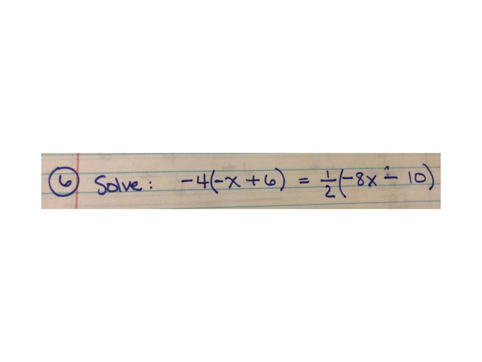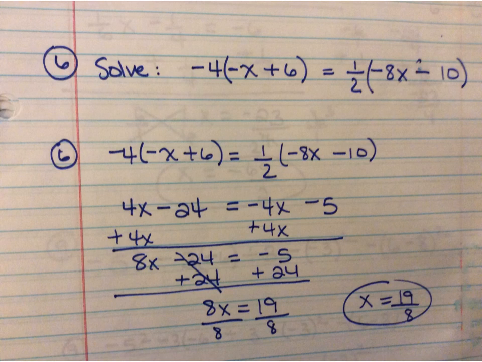All right, problem number 6. Here's another equation to solve. Okay, on problem number 6, the first thing I am going to do, I'm going to put an imaginary 1 in front of this x. When I do the distributive property, negative 4 times negative 1 is 4x. Negative 4 times positive 6 is negative 24. 1/2 times negative 8x. Well, you need to imagine that there is a 1 underneath this 8. So 2 goes into 8 4 times. 1 times negative 4 is negative 4. So I have negative 4x.